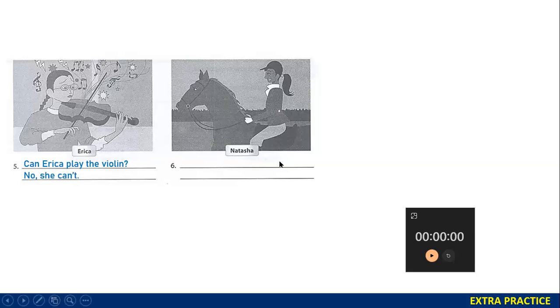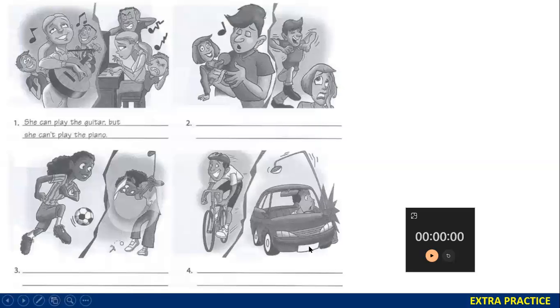What about Natasha, number six? Can Natasha ride a horse? Muy bien. Can Natasha ride a horse? Very good. And the answer is? Yes, she can. Yes, she can. Very good. Excellent, girls. Now let's go ahead and move on to the following exercise, okay?